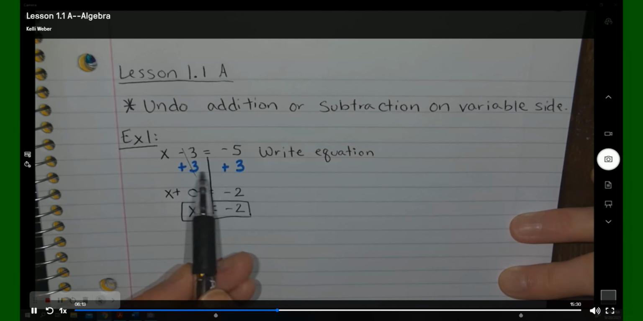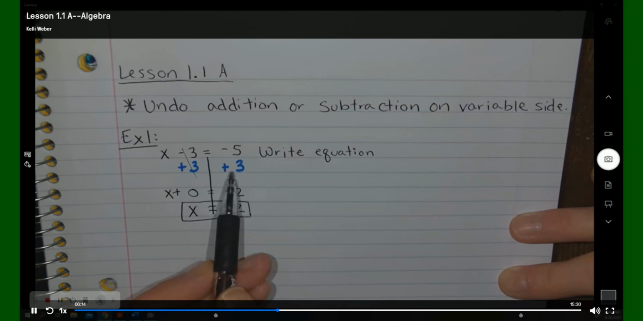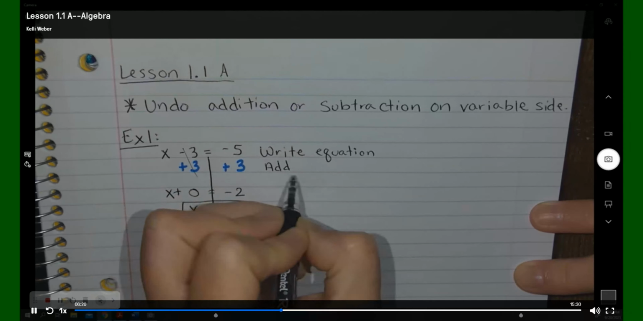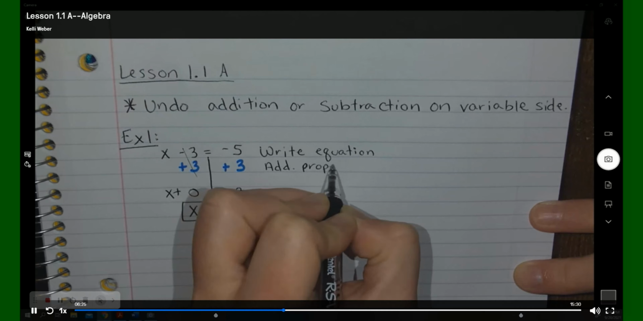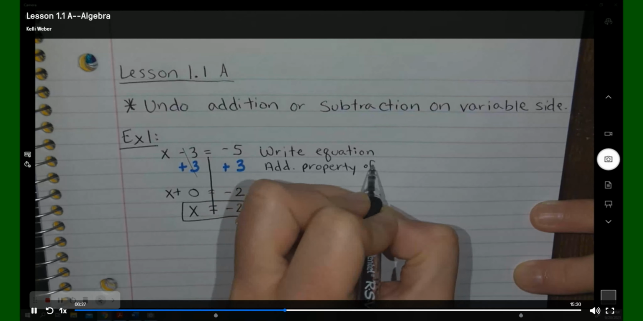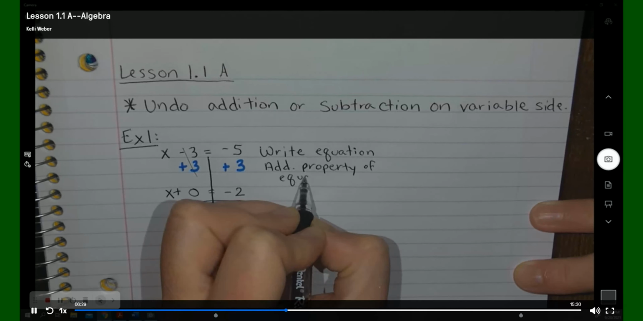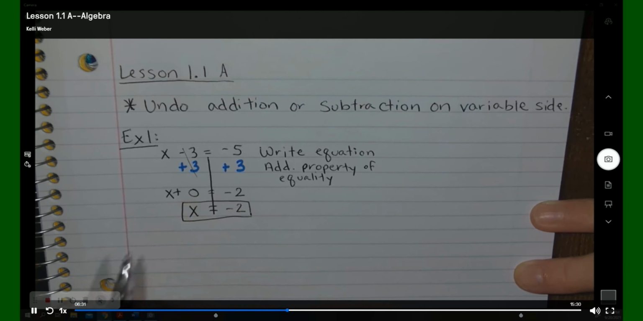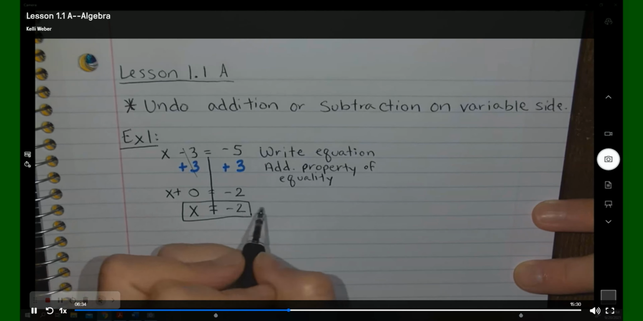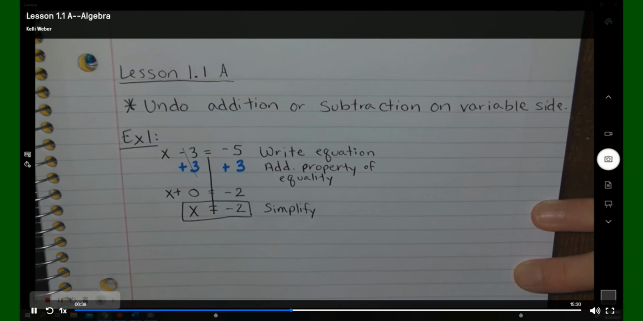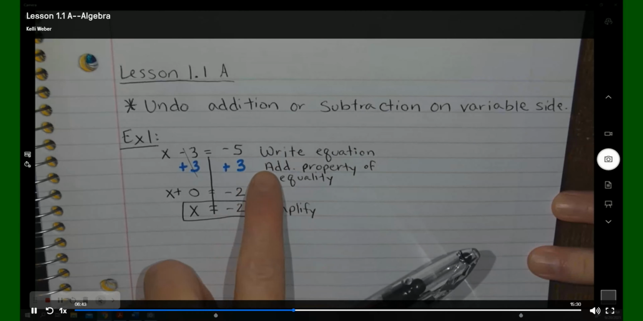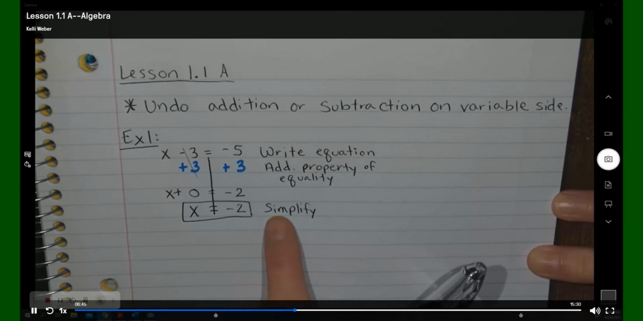Then this step that we did here, we used what's called the addition property of equality. So I'm going to abbreviate it with add instead of addition. So addition property of equality. And then from here to here, all we did was simplify. So if you're asked to justify your steps, that's essentially what you're being asked to do. We wrote the equation, we used the addition property of equality, and then we simplified.